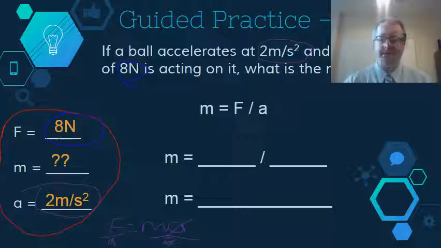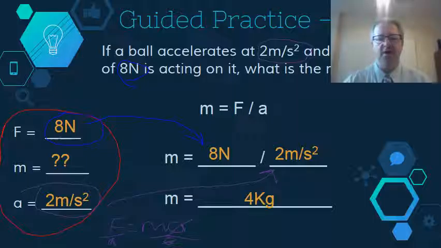Now we can plug in our numbers. So our 8 N needs to go here in the first spot, and our 2 meters per second squared needs to go in the second spot. And then we can do the division. 8 divided by 2 equals 4 kilograms. Now notice my unit is kilograms here, right? Mass always uses grams as its base unit, in this case kilograms. So we're using kilograms.